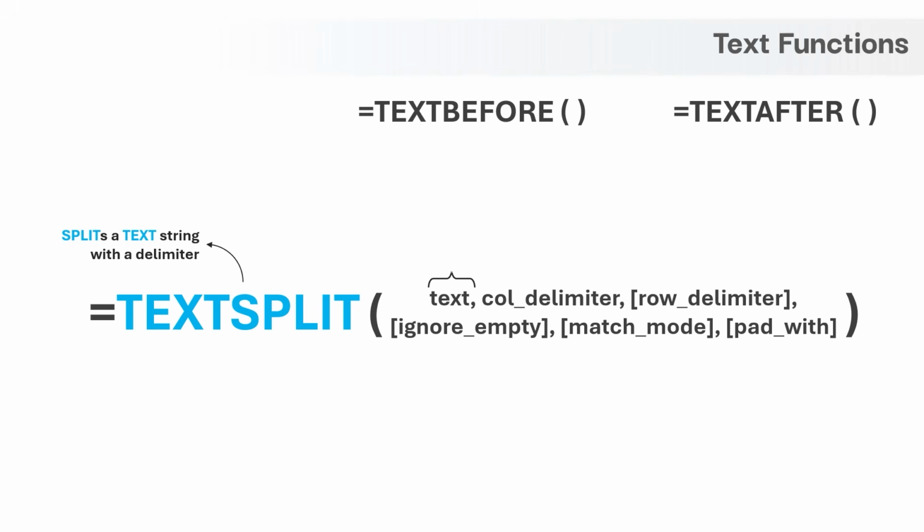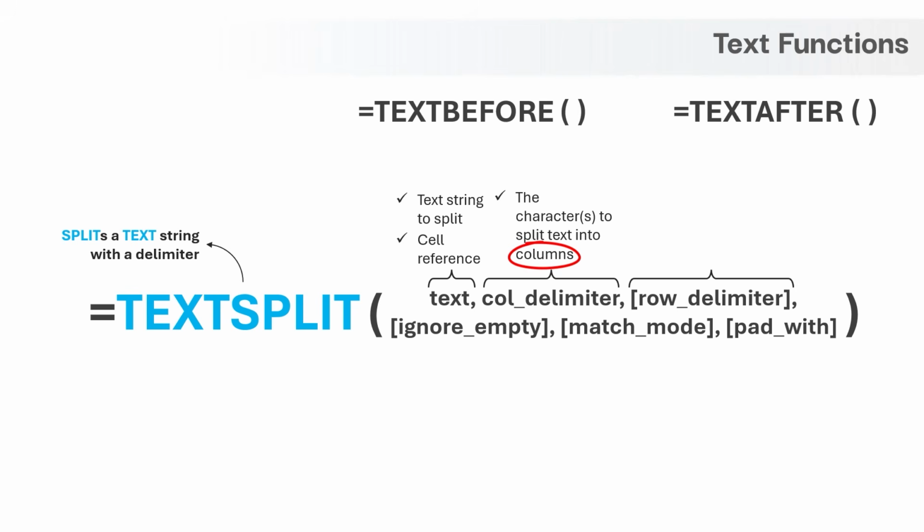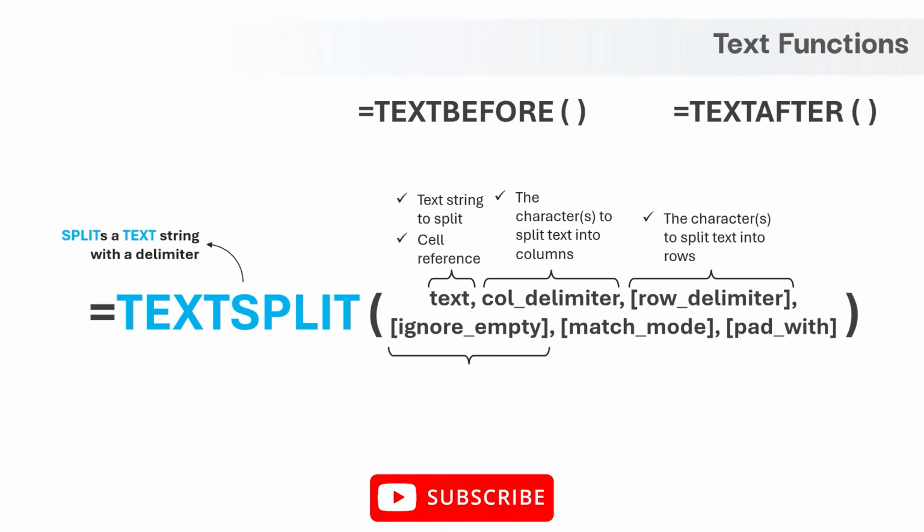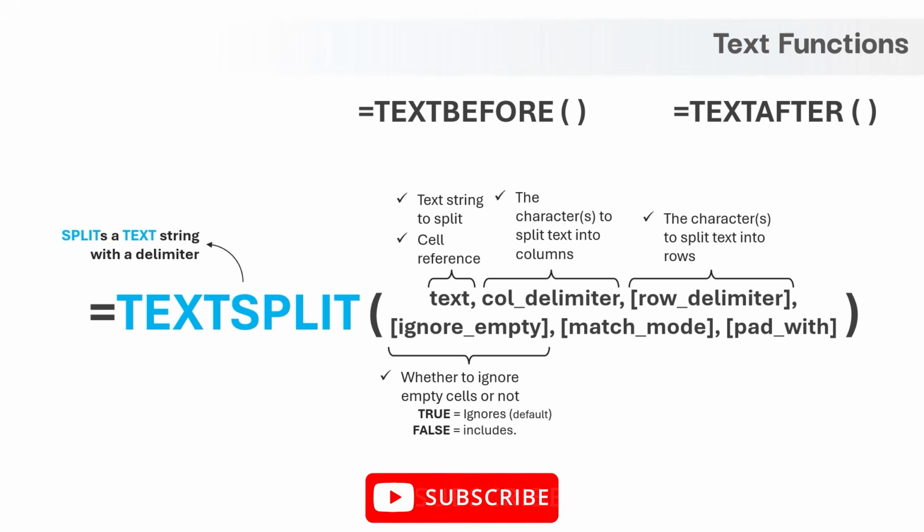The argument text is the input text. Column delimiter is obviously the special character that is used to split the input text into multiple columns. Row delimiter is similar to the previous argument, but it is used to split the input text into multiple rows. Ignore empty, as the name itself says, ignores empty values if it is set to true, and it works exactly opposite if it is set to false.